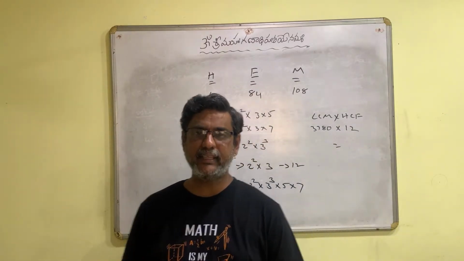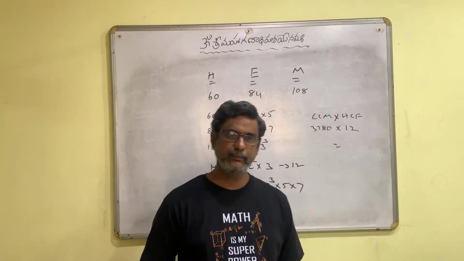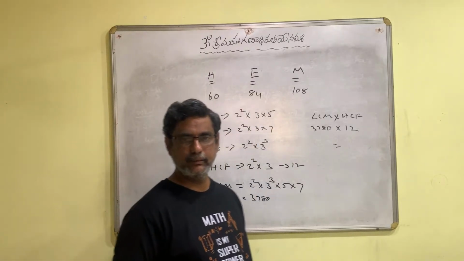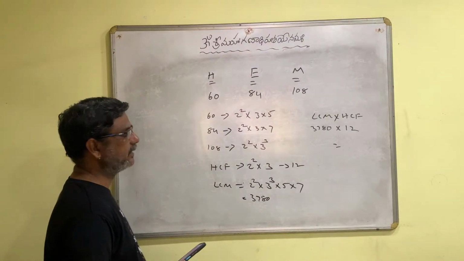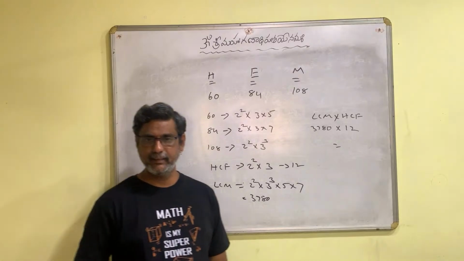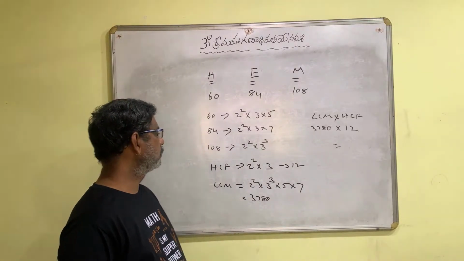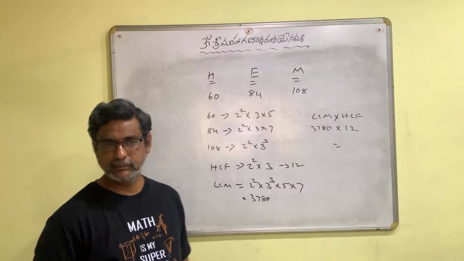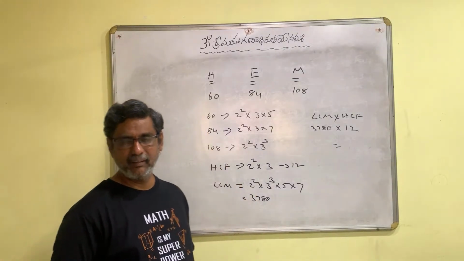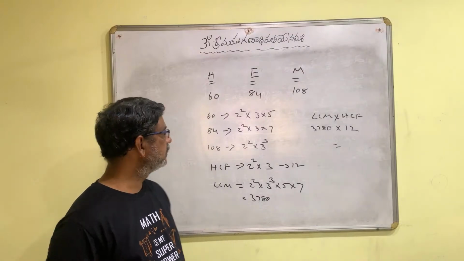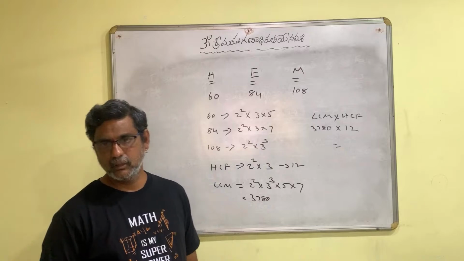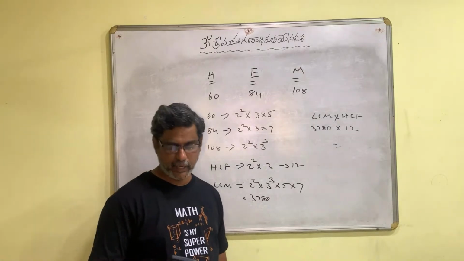And last question, fifth one. What is the prime factorization for 108? It is already there on the board. Prime factorization for 108: 2 square into 3 cube. Correct. Very good.